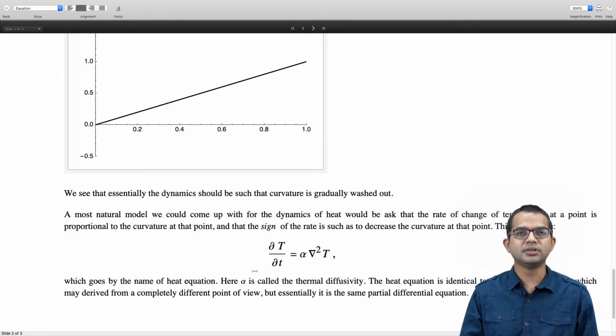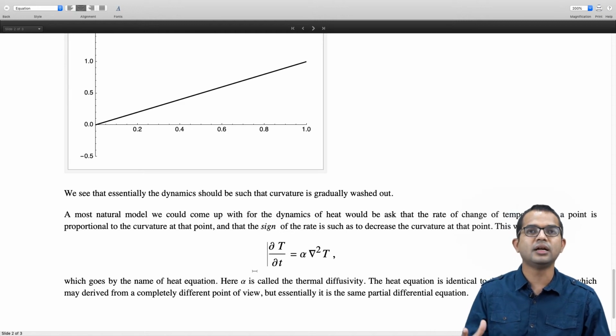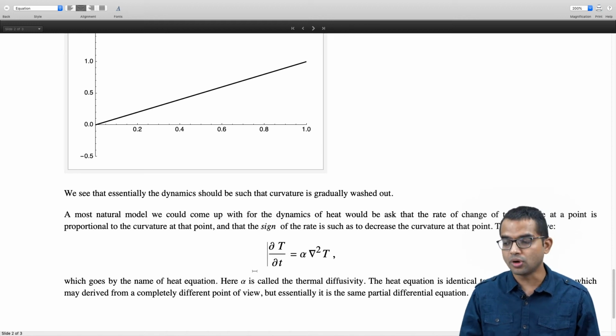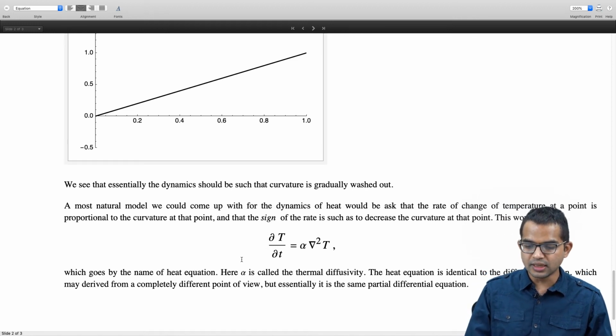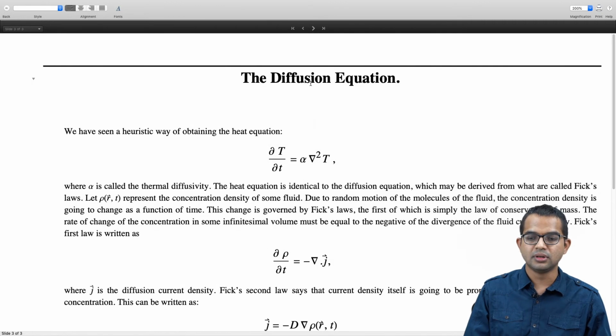So this is the heat equation, and so we have argued in 1D, but essentially the idea is the same even in higher dimensions. So the tendency will be to root out curvature, right? So we will see now that in fact the heat equation is the same as what is also called the diffusion equation, and the diffusion equation is derived using the following arguments, right?